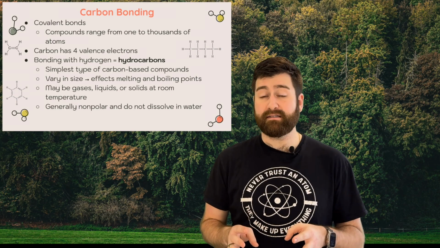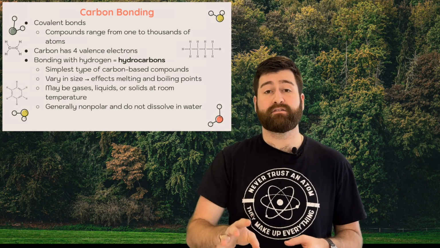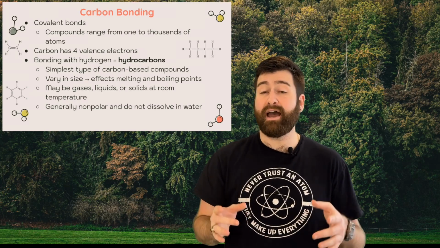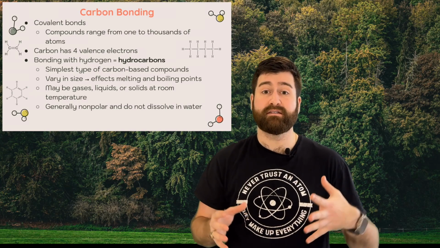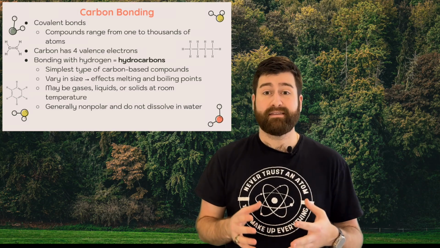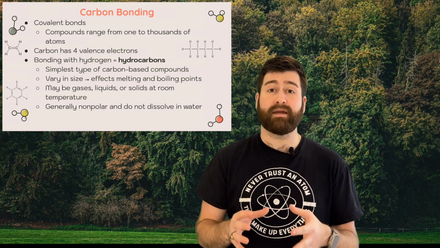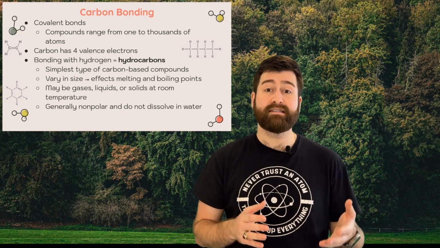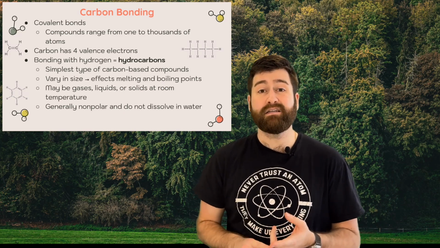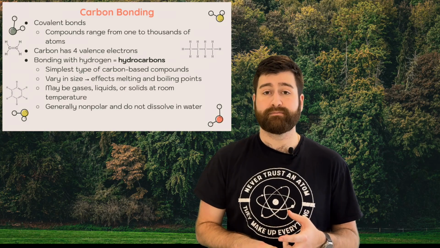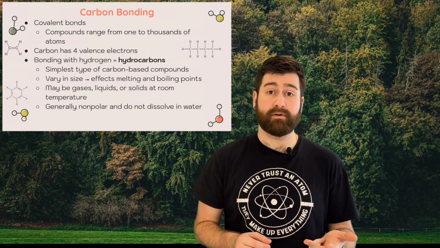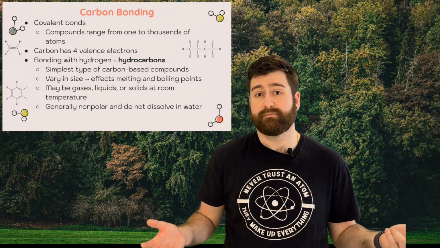Carbon itself has 4 valence electrons, which is half of the octet rule. And when carbon atoms bond with hydrogen, it creates a substance known as hydrocarbons. These are the simplest type of carbon-based compounds, and each of them varies in size. The difference in sizes affects the melting and boiling points of the products. These hydrocarbons may be gases, liquids, or solids at room temperature, depending on which ones they are.